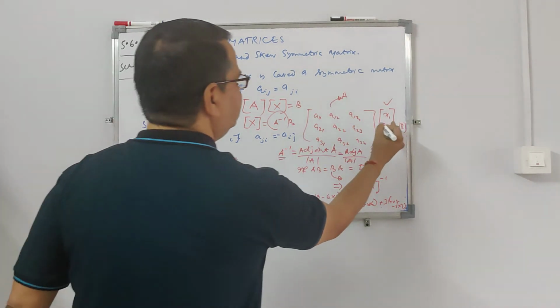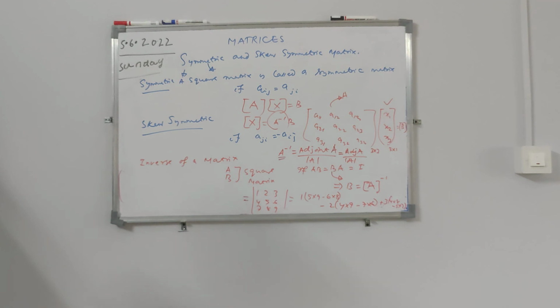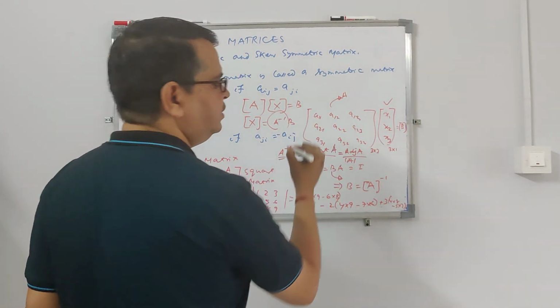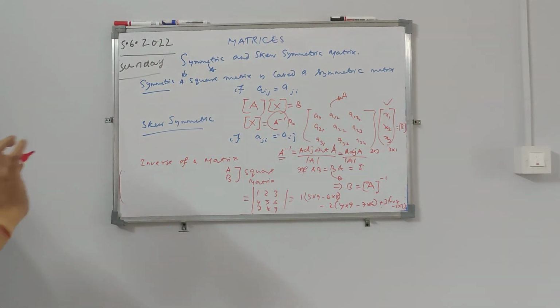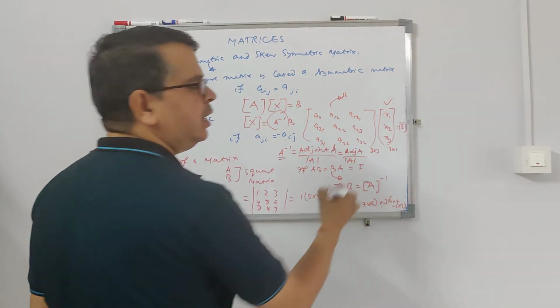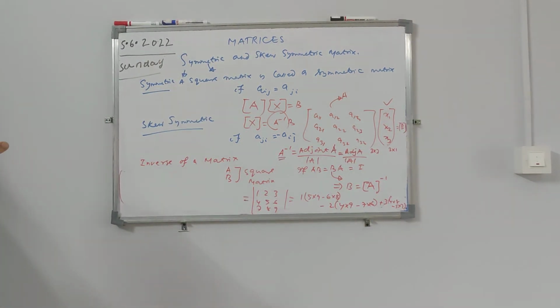Stiffness into displacement is equal to force. The stiffness is a property of the system, so that is known. The force, whatever you are applying, you know. To find out the displacement at each and every node of the structure, we use this. This matrix principle is hugely used in the finite element method, which is used to find out the stress.